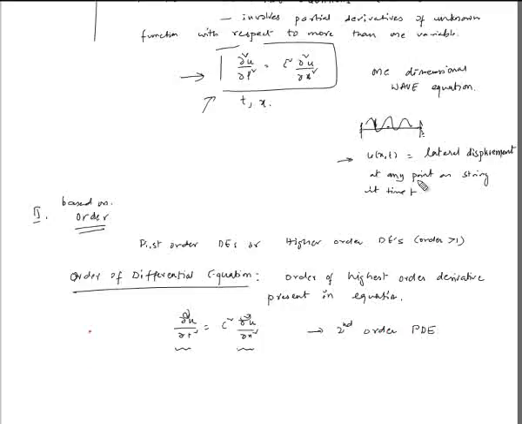Now similarly, let's take another example: d square y by dx square plus x cube y over sin x. Now the only derivative term involved here is d square y by dx square, and its order is 2. So therefore this is an ordinary differential equation with order 2. Likewise, you have to see the highest order term.